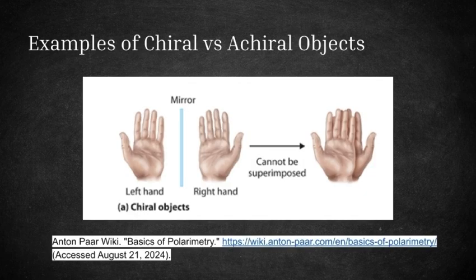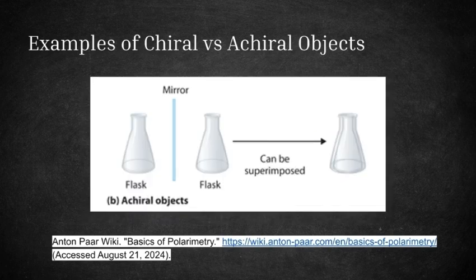Our hands are a perfect example to explain chirality. In fact, the word chiral actually comes from the Greek word cheir, meaning hand. The palms of our left and right hands are non-superimposable mirror images. No matter how much we try, we cannot align or superimpose the front faces of both hands perfectly. Meanwhile, this flask can be superimposed on its mirror image due to its internal plane of symmetry, making it achiral.